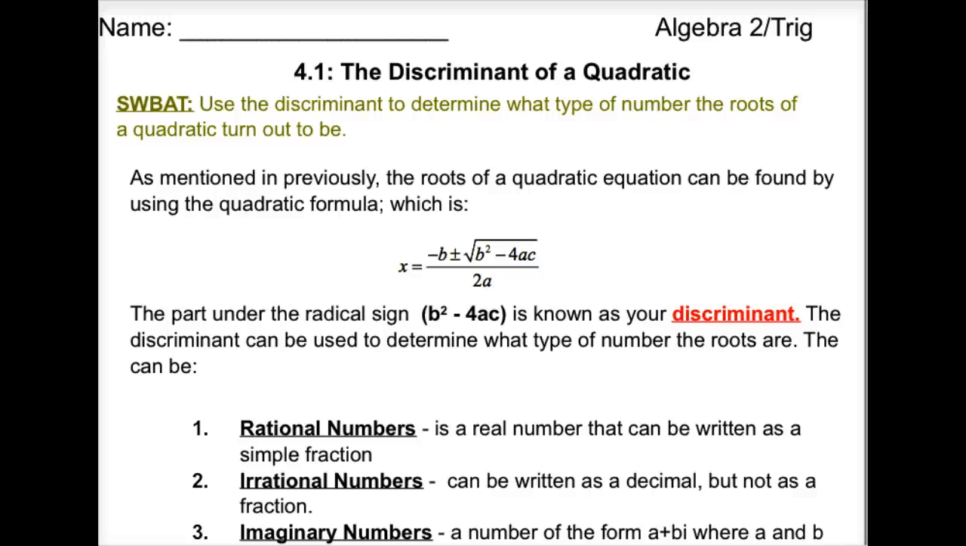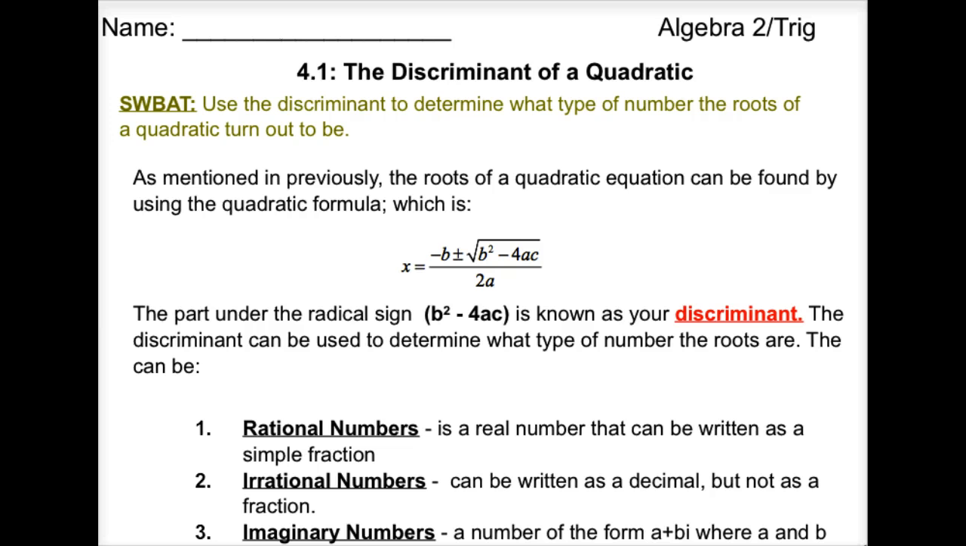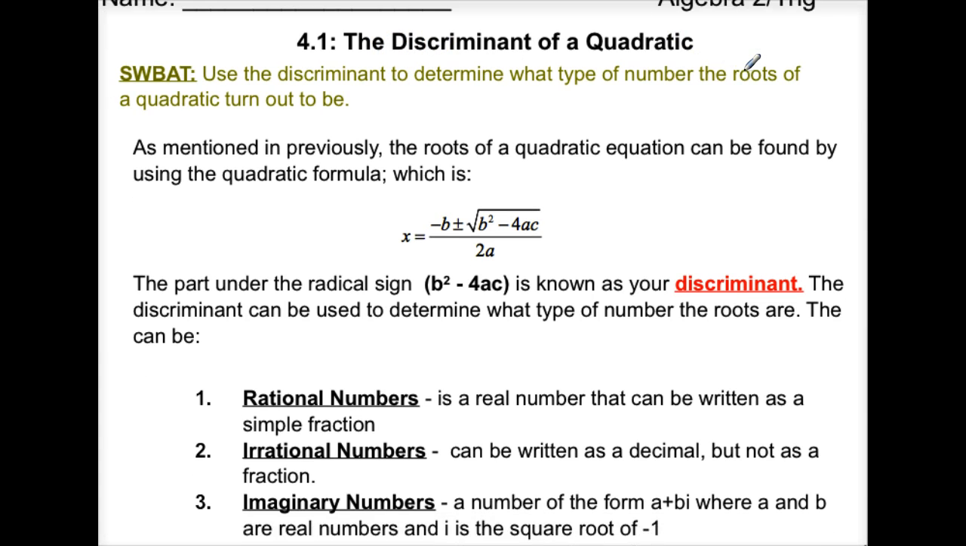Hey guys, welcome to Unit 4, which is about complex numbers. Our first lesson, we're going to continue from where we left off in Unit 3 with the quadratic formula. So, Unit 4.1 is about the discriminant of a quadratic. By the end of this lesson, your goal is that students will be able to use the discriminant to determine what type of number the roots of a quadratic turned out to be.